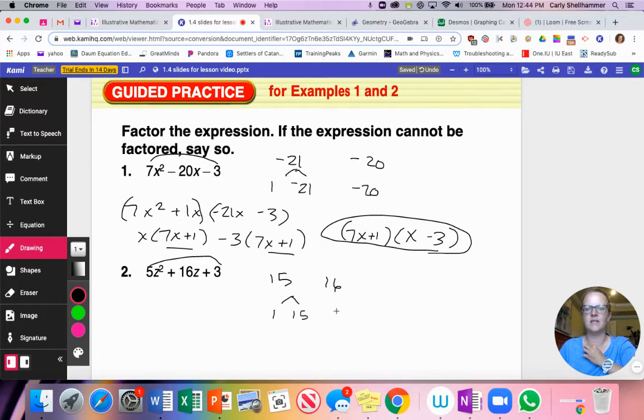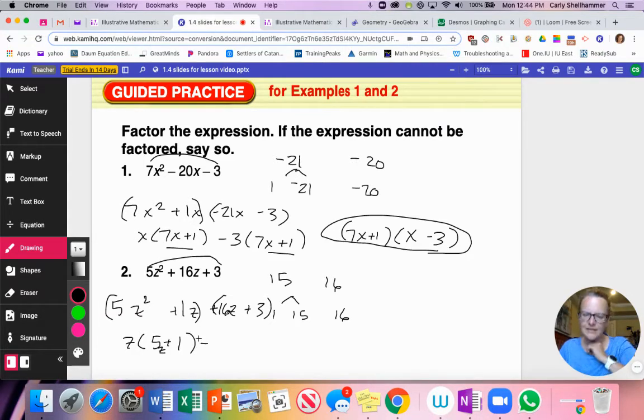15 and 16. 1 times 15, if I add those together, I get 16. I don't like it when they use z's. Plus 1z plus 16z plus 3. Group. Z, 5z plus 1. And a 3. That's not right. Sorry, that should be a 15.